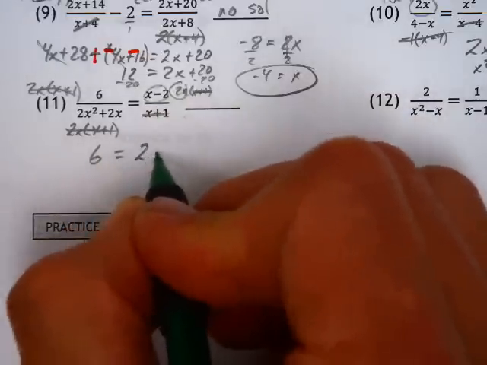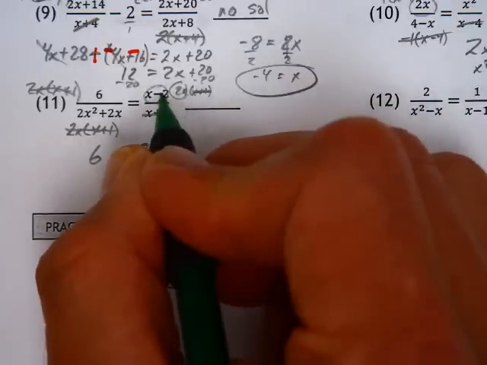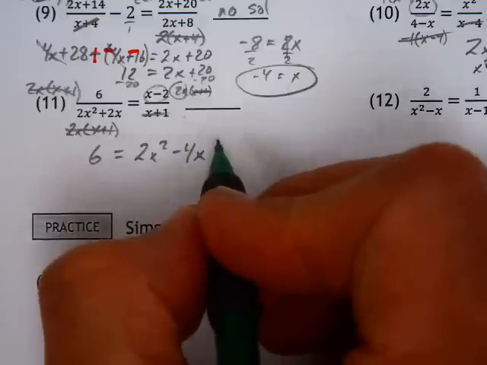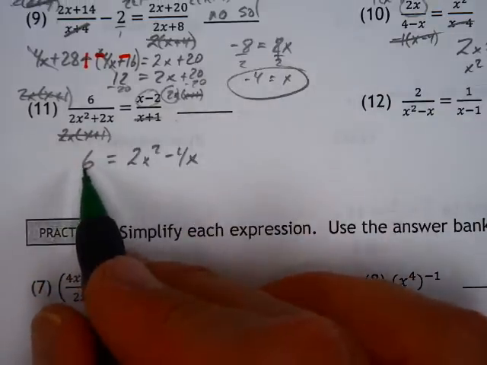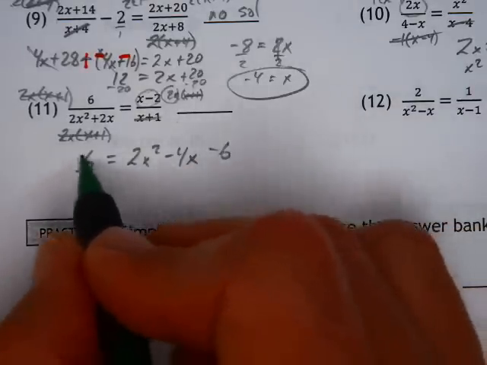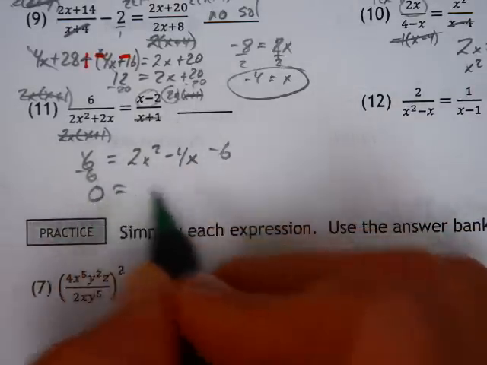I'm still left with that times this, but that's doable. 2x times x is 2x squared. Times negative 2, you have a minus 4x. Now you still have this 6 over here until you subtract the 6 from both sides. Now it's a problem similar to what we've seen in the past.